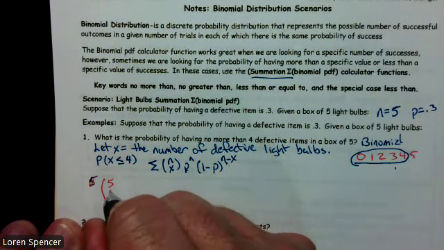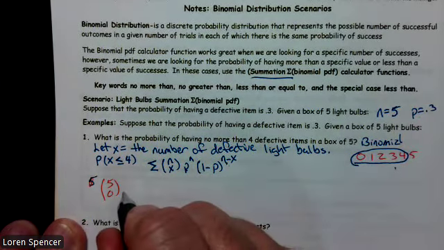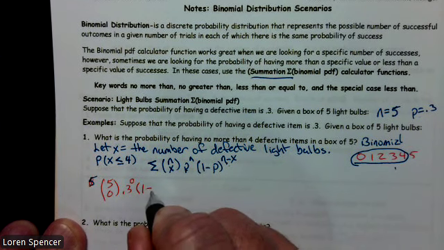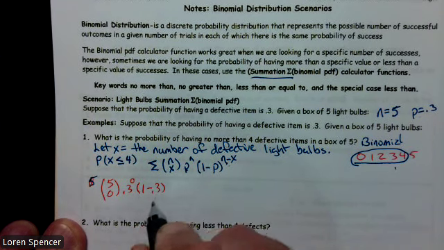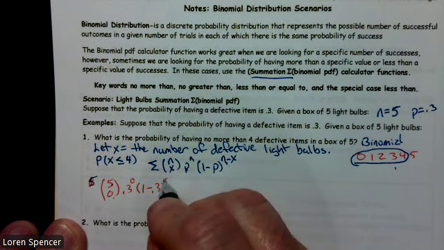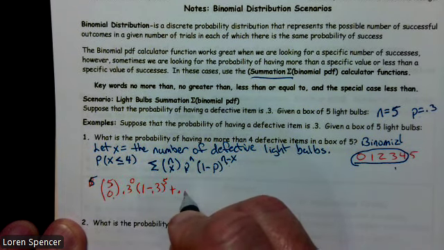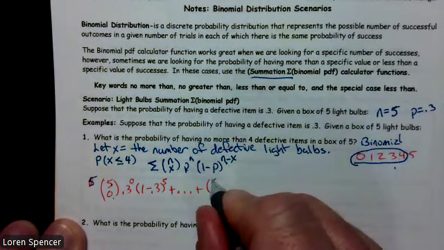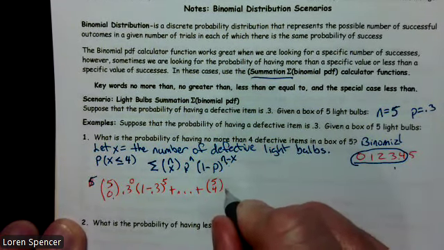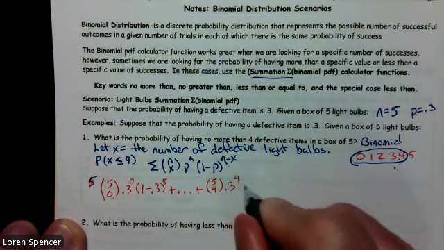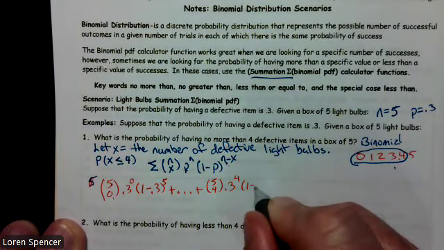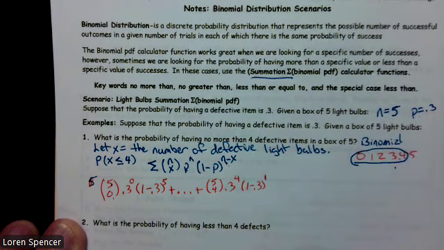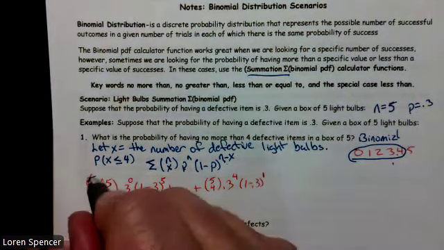So 5 choose 0, 0.3 to the 0, times 1 minus 0.3. I could just write 0.7, but I'm going to go ahead and write 1 minus 0.3, to the 5 minus 0, that's 5. Plus dot, dot, dot, plus 5 choose 4. That's the largest value I circled. 0.3 to the fourth, 1 minus 0.3, or you could write 0.7, that's perfectly fine, to the 5 minus 4, which is 1. That's the work that you have to show.